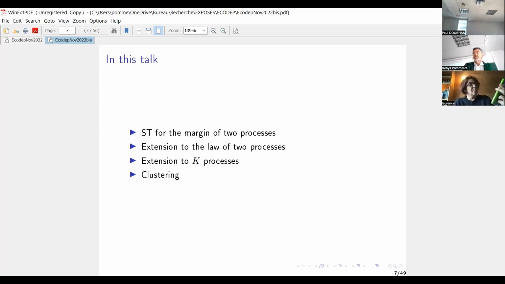The idea of the smooth test is very simple. If I start with the comparison of two margins, I want to compare the density of an element of the process X1 to the density of the margin of the second process, Y1. So the null hypothesis is here if you compare the density. And to compare such densities, we use an expansion in an orthogonal basis. That's the idea of the smooth test.